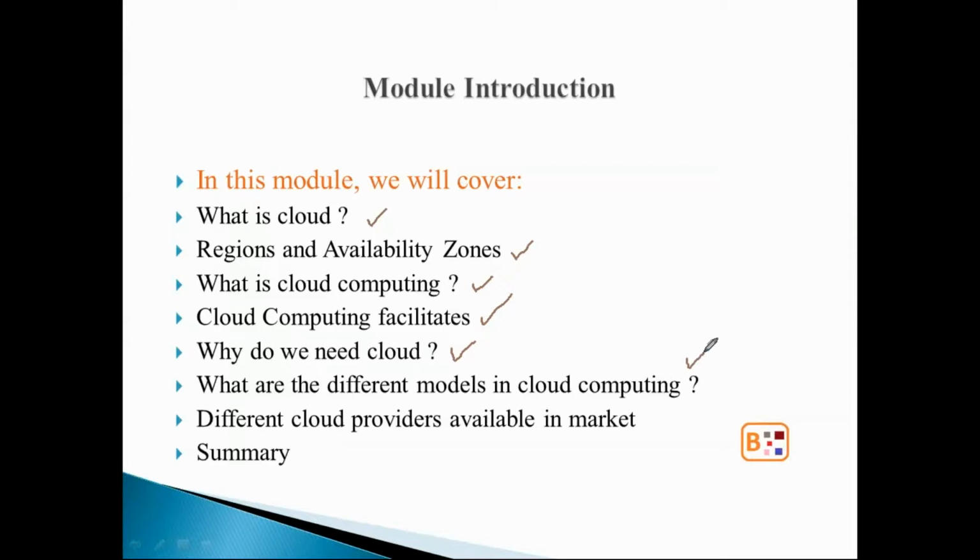There are two kinds of model available in Amazon. First is the service model, another one is known as the deployment model, and the different cloud providers available in the market. Then I will summarize.